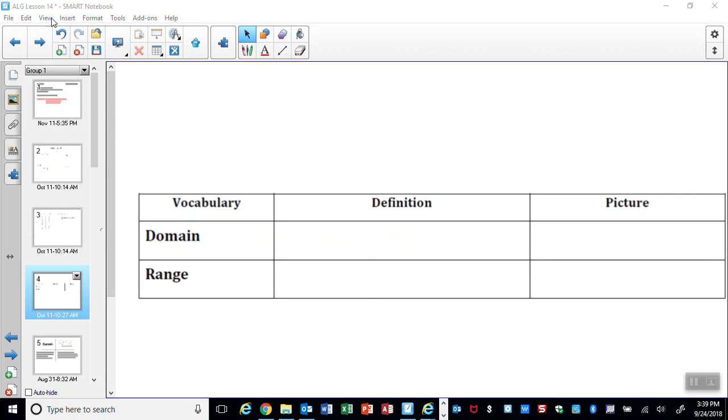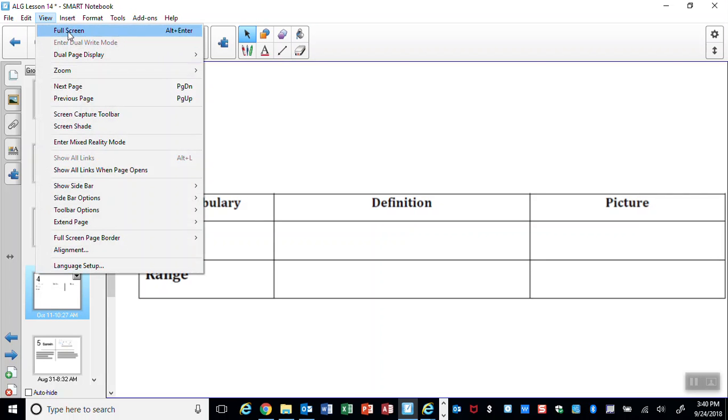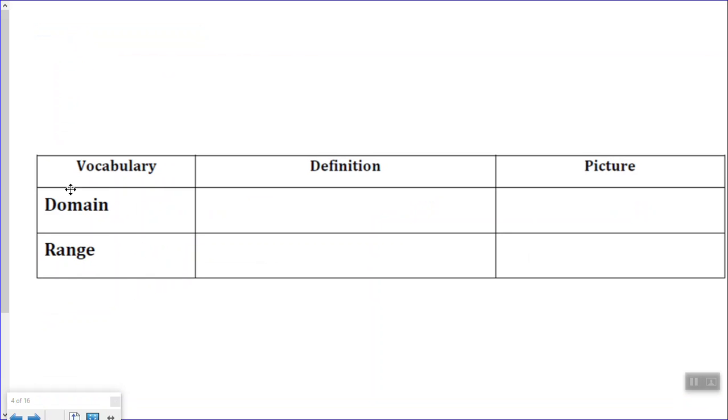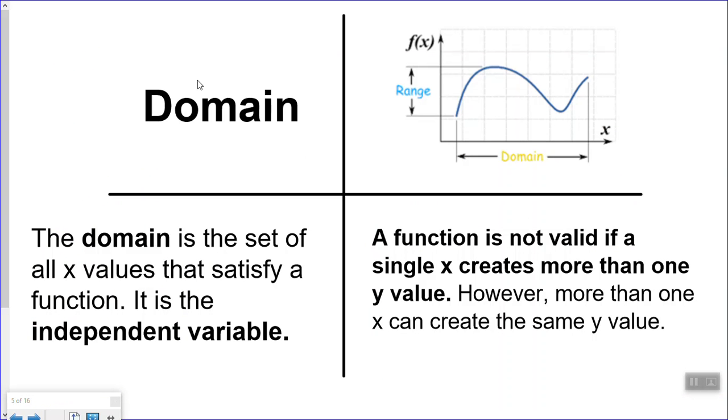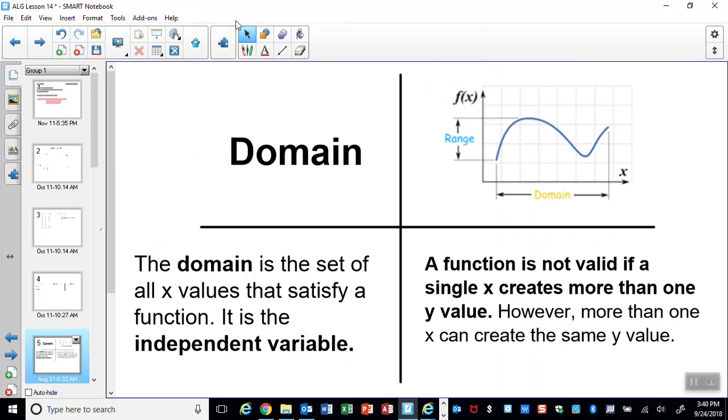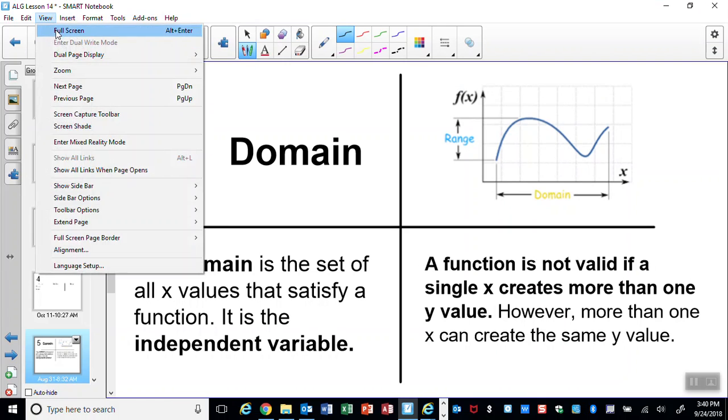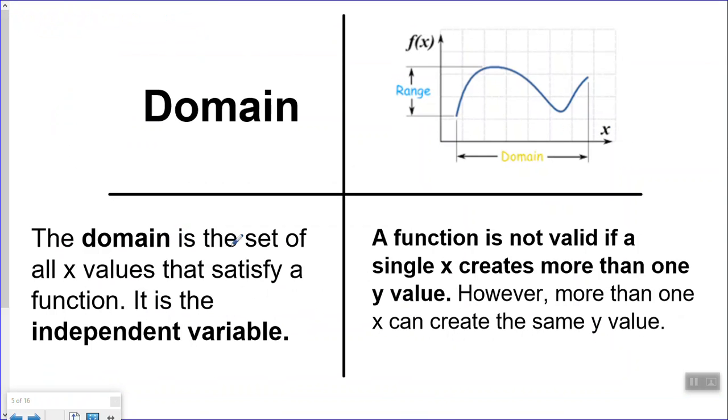In this video, we are going to go over the domain and range. The domain is the set of all x values that satisfy your function, and it is the independent variable. So the set of all x values, domain, set of all the input values, x values. So if you look at this graph, you have this is a domain and this is the range.